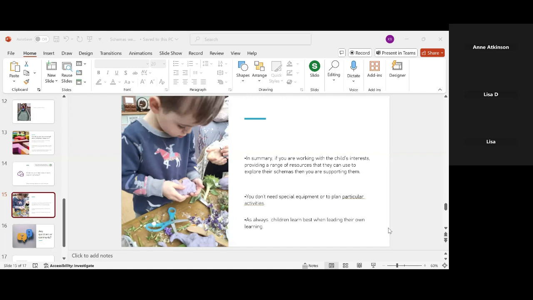Okay, so as you were saying about the ripping paper, don't get hung up on what type of schema it is. If it's a repeated pattern of behavior, that's what matters. If you recognize a repeated pattern of behavior and you support it by providing resources, in this case, lots of bits of paper, then you're supporting that child's schema.